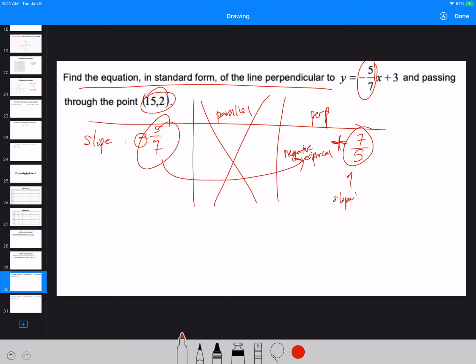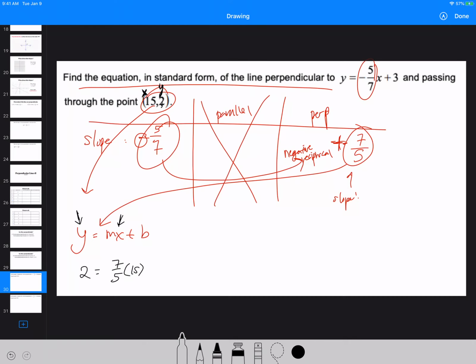After that, you're doing the same exact steps as you have done before with the parallel lines, which is y equals mx plus b. You plug in your slope, and then you plug in the point that it's going through, into your y and into your x. Specifically, what goes into y and what into x? The first coordinate is always going to be your x. The second coordinate is always going to be your y. So once you plug it in, you get 2 is equal to 7 over 5 times 15, because this 2 is your y, this 15 is your x. The slope is 7 over 5, plus b.